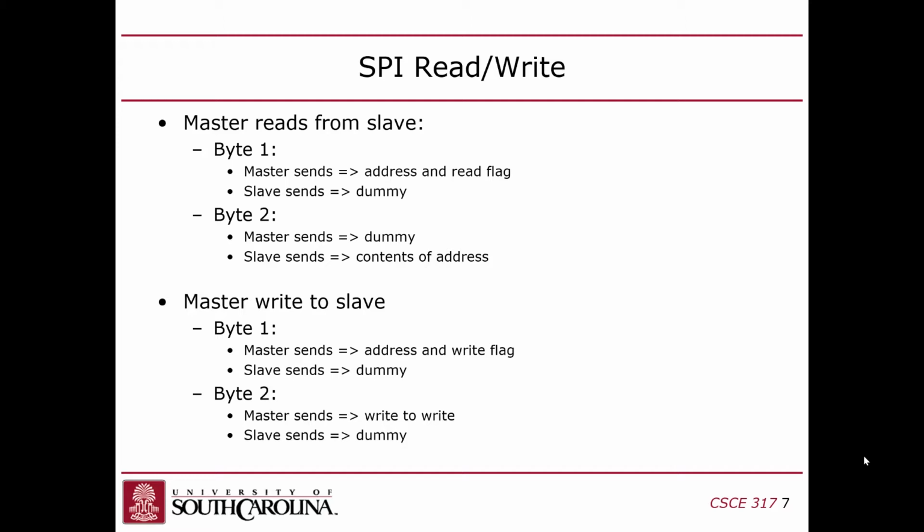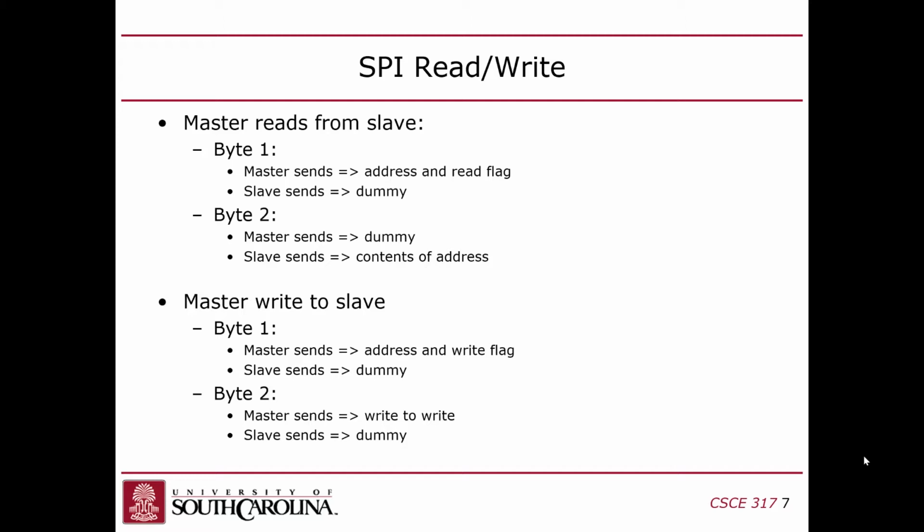In the first byte exchange, the master will be sending the address and the read flag, a bit indicating that it wants to read. The slave will be sending back a dummy byte, a byte that will be disregarded by the master. Then in the second exchange, the master will send a dummy byte, and the slave will send back to the master the contents of the address that it wished to read.